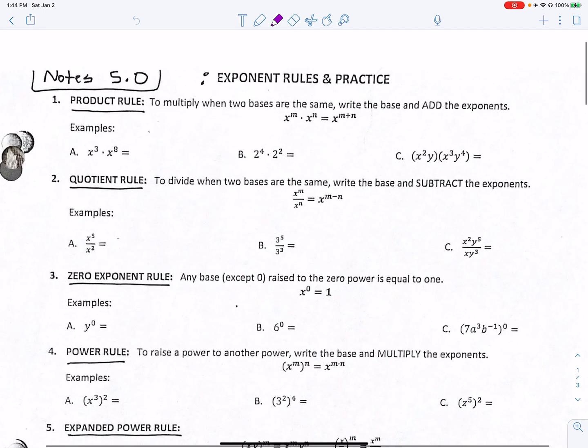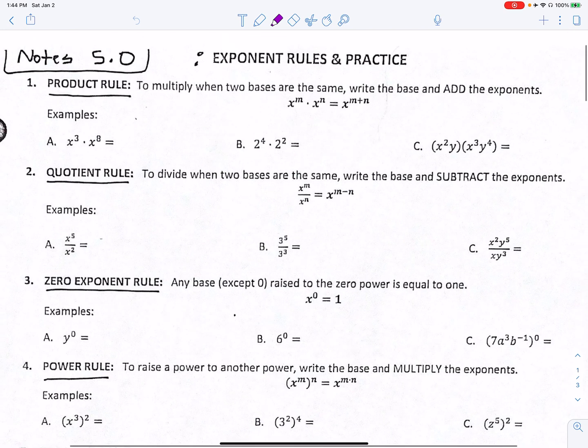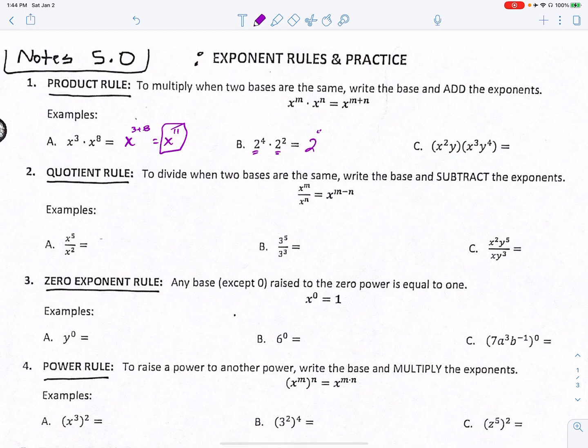So the product rule: when the bases are the same and you're multiplying, you add the exponents. In part A, you have the same base of x, so you will just add the exponents, getting x to the 11th. In part B, your bases are both 2 and you're multiplying, so you would add their exponents, getting 2 to the 6th, which is 64.